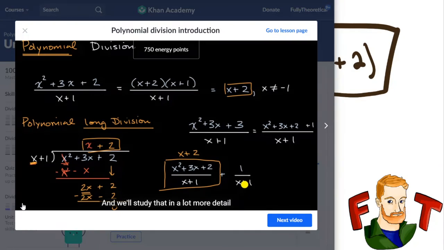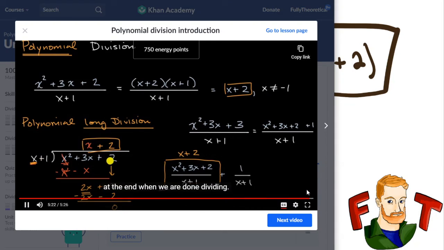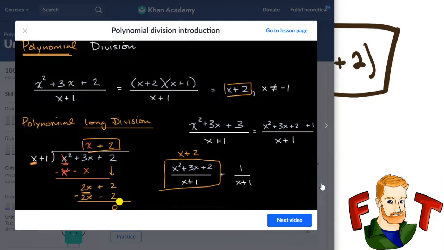And we'll study that in a lot more detail in other videos. What does this remainder mean? And how do we calculate it if we can't factor part of what we have in the numerator? And as we do our polynomial long division, we'll see that the remainder will show up at the end when we are done dividing. We'll see those examples in future videos.